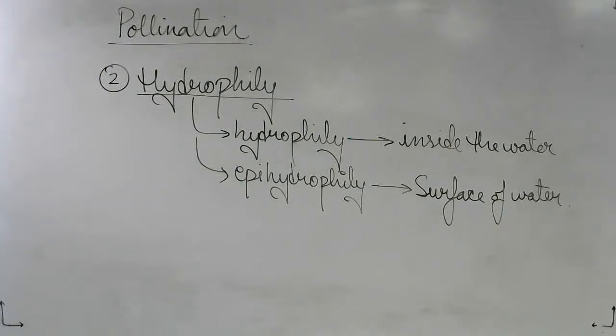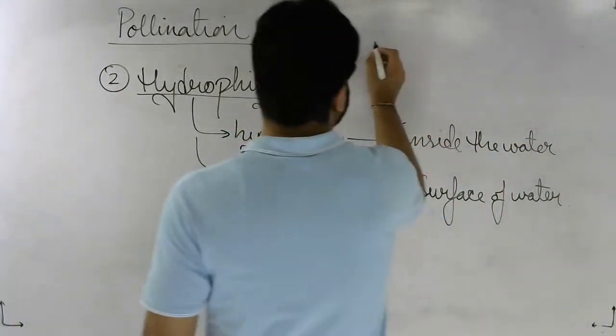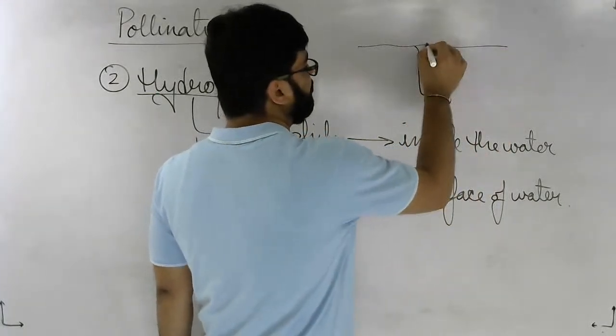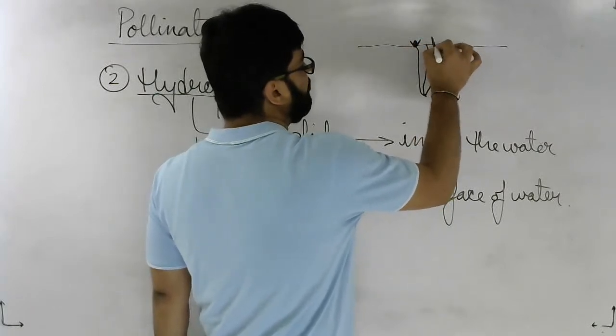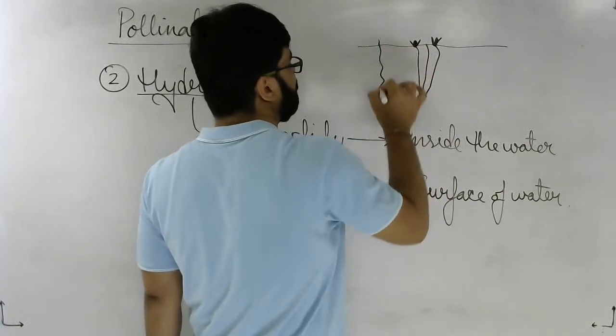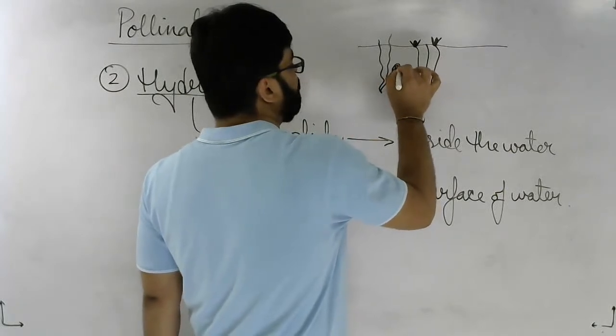Okay, yes. Now coming to the examples: the example of hydrophily is lotus, water lily, water hyacinth, and the example of epihydrophily is Vallisneria. The stigmas of Vallisneria are on top of the surface. Like this is the water level and this is the Vallisneria female plant. This is the stigma. This is the male plant, right. This is the male pollen-producing structure.